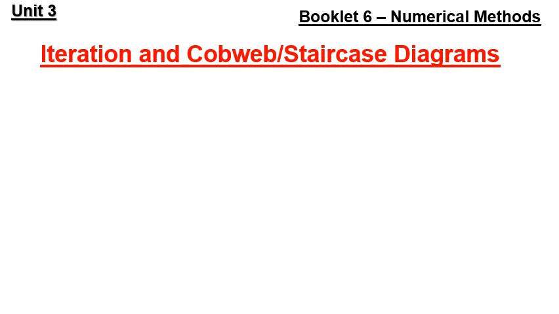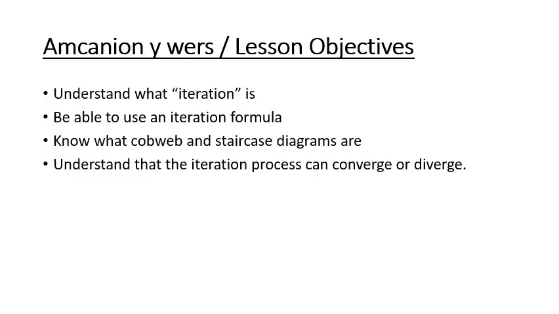In this PowerPoint, we're going to look at a process called iteration, and then we'll have a brief look at some diagrams called cobweb and staircase diagrams. By the end of the PowerPoint, you should know what iteration is. You should be able to use an iteration formula, and then you should have an idea of what cobweb and staircase diagrams look like, and also understand that the iteration process can converge or diverge.